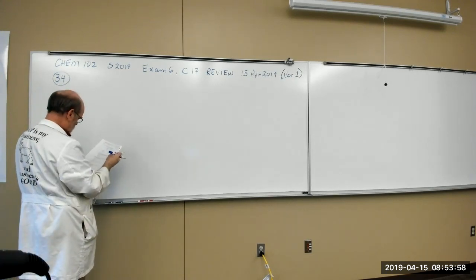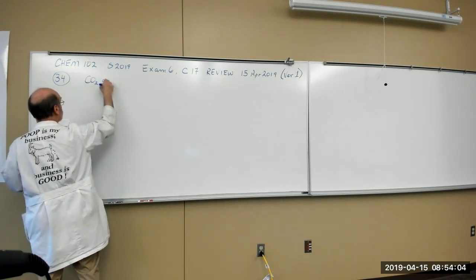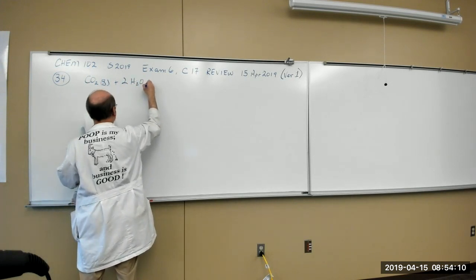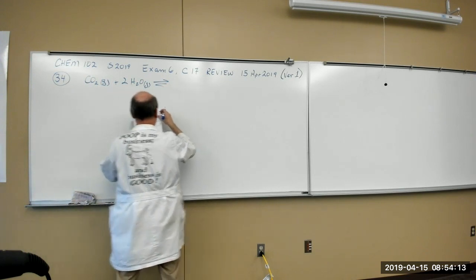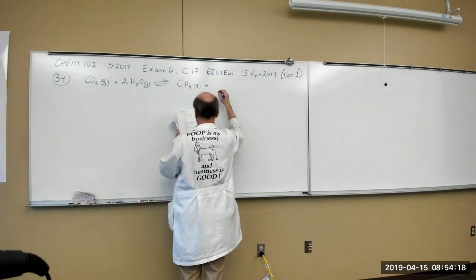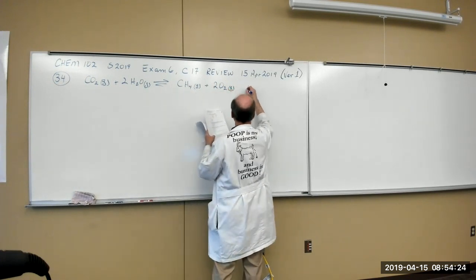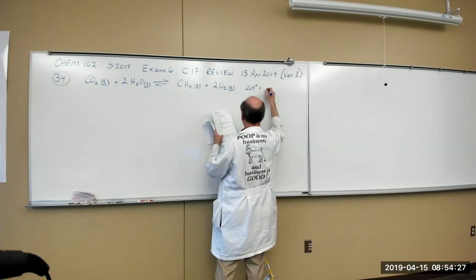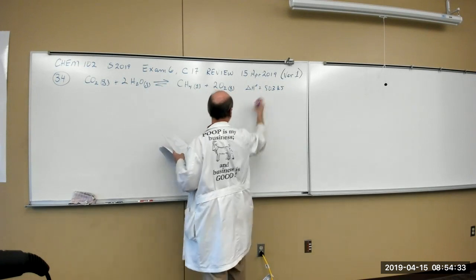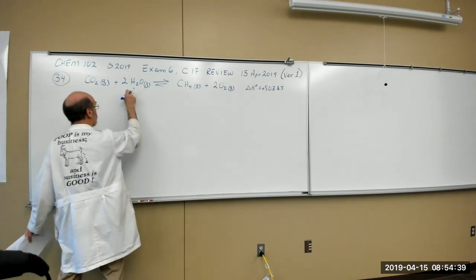For the following reaction, carbon dioxide plus water yields methane plus oxygen. The delta H is equal to 803 kilojoules. Right, so that's positive, which means it's endothermic. So in order to get this to go over there, you have to add energy.